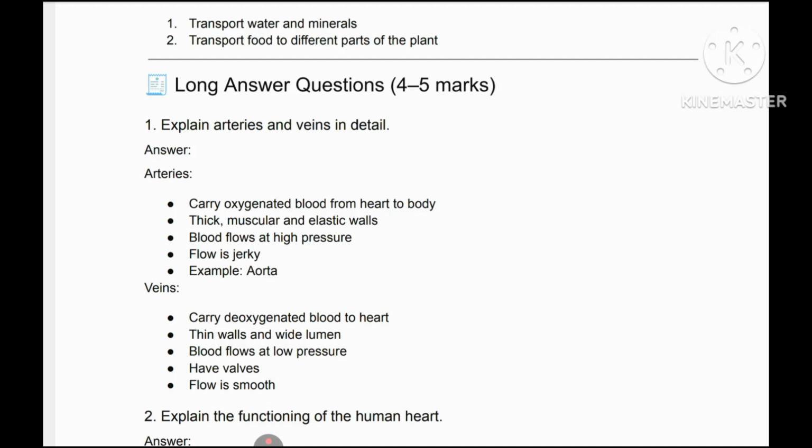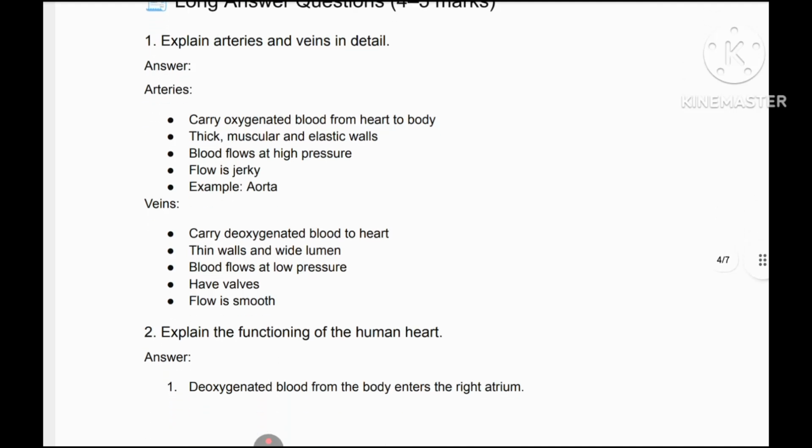Veins carry deoxygenated blood to the heart. They have thin walls and wide lumen. Blood flows at low pressure. They have valves. Flow is smooth.